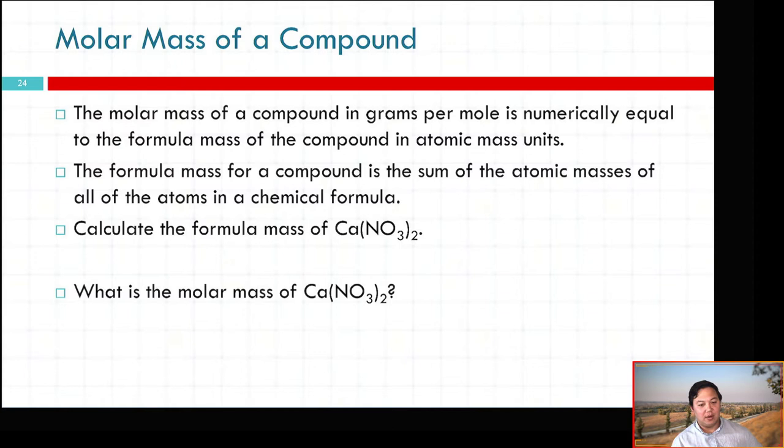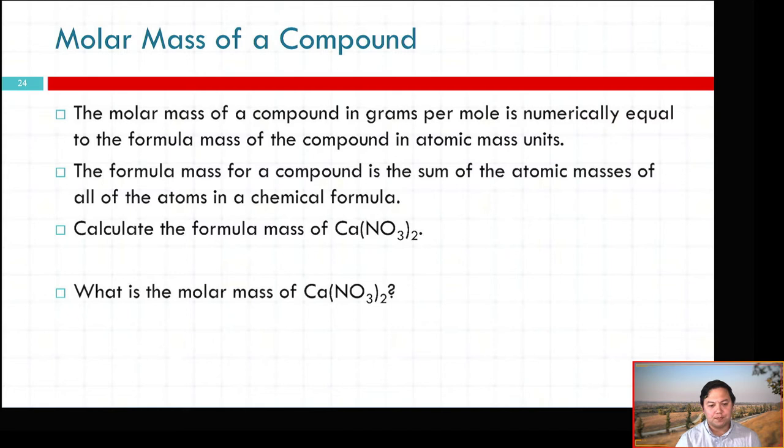So the formula mass for a compound is the sum of the atomic masses of all the atoms in a chemical formula. I'm reading these things slowly, and more than once, because they're a little confusing to hear or read the first time, so you have to go over it a couple of times. So let's calculate the formula mass of calcium nitrate.